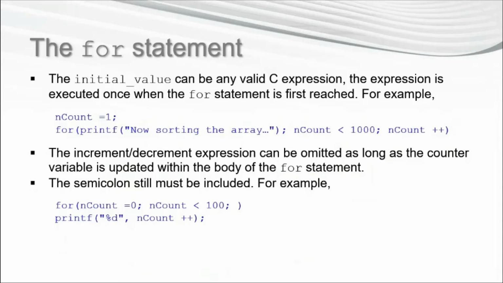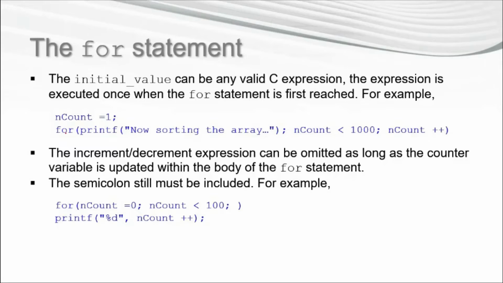So the initial value can be any valid C expression. The expression is executed once when the for statement is first reached. So that is the initial value. The initial execution can be any valid C expression. It need not be exactly the initialization of the particular value. It can be any C expression or C statement. So that particular expression is executed only once when the for statement is first reached.